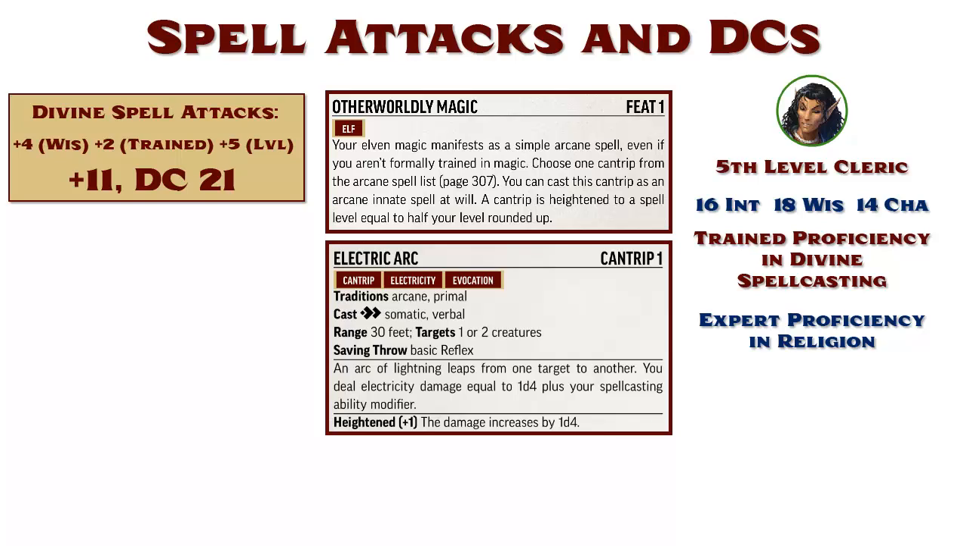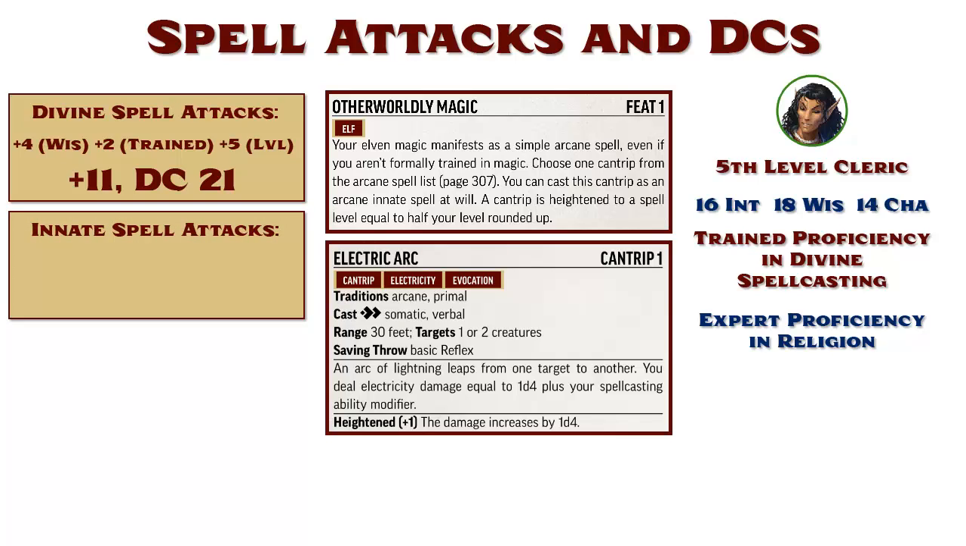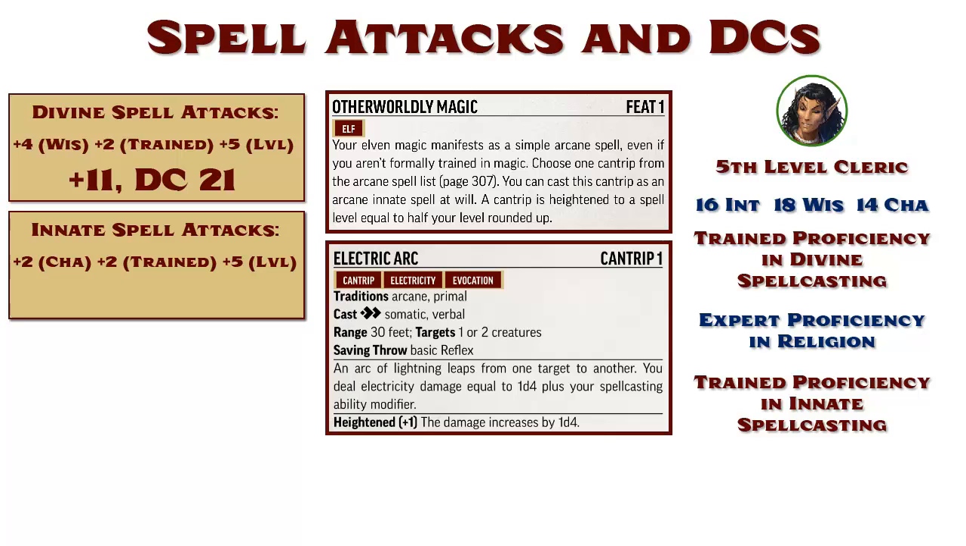Spell DC is 10 plus spell attack, so we'll start there by calculating the spell attack bonus. Spell attack is Ability Modifier plus Proficiency. His Charisma score is 14, which is a +2 modifier. And you always have at least Trained Proficiency when casting innate spells, which is 2 plus level. So 2 for Charisma plus 2 for Trained Proficiency plus 5 for his level equals a final innate spell attack bonus of +9, and 10 plus that makes an innate spell DC of 19.